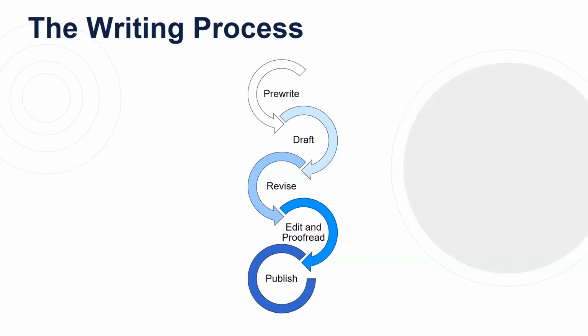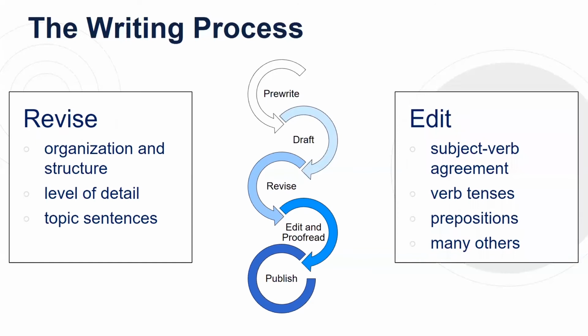We're going to focus on revision and editing in this video. These two steps are different. Revision is where you pay attention to higher order concerns, such as organization and structure, the detail and scope that you've included in your draft, and topic sentences that describe main ideas. Revision will help to tell you if you need to draft any other sections or restructure sections. Editing focuses on the lower level concerns, such as grammar and sentence structure, with a few examples listed here: subject-verb agreement, verb tenses, and prepositions. Editing should come after revision.